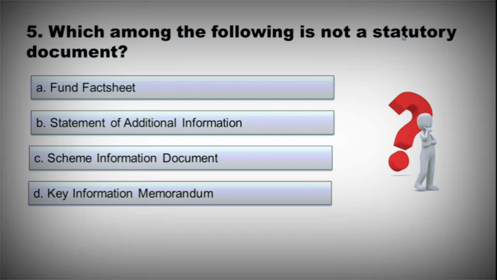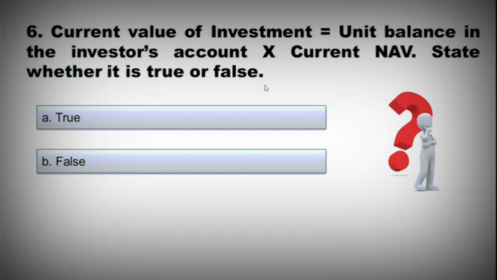Which among the following is not a statutory document? A, fund fact sheet, B, statement of additional information, C, scheme information document, D, key information memorandum. So the right option is option A, fund fact sheet. Current value of investment can be calculated as unit balance in the investor's account into current NAV. State whether it is true or false. Option A, true. Option B, false. Correct option is option A, true.